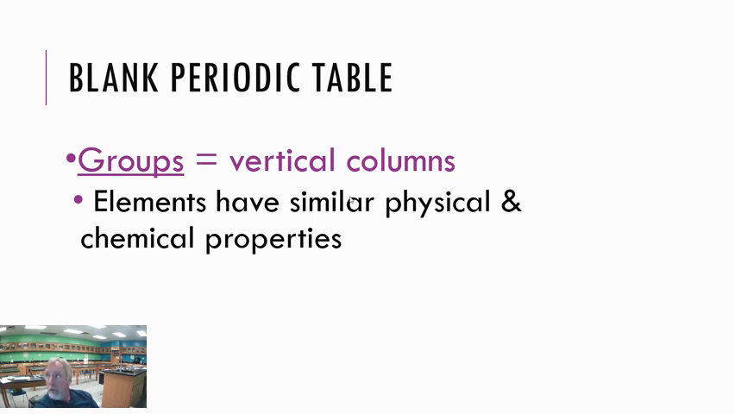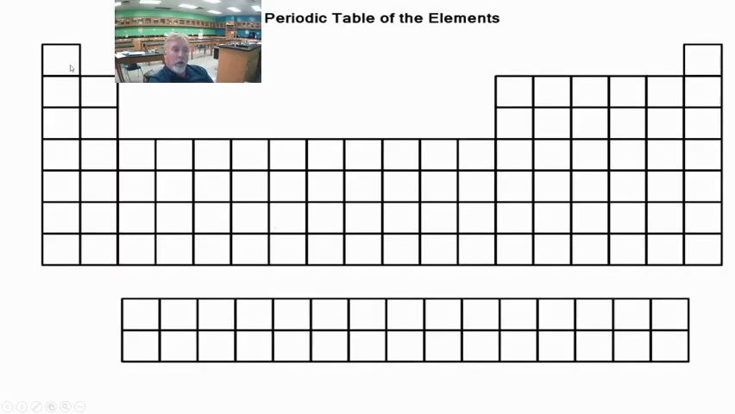So if you look at your periodic table, that first column: hydrogen, lithium, sodium, potassium, rubidium, cesium, and francium. Those all have similar physical and chemical properties. So I want you to label here on your blank periodic table, put groups on the bottom left and make it vertical, so it represents that groups go up and down. They are columns, in the vertical direction. And next to that, write similar chemical and physical properties.